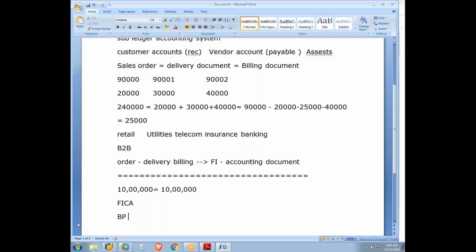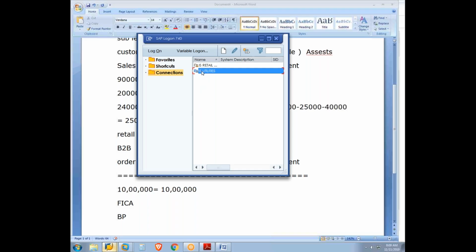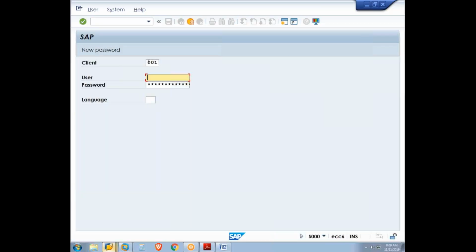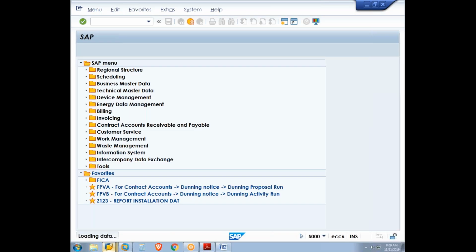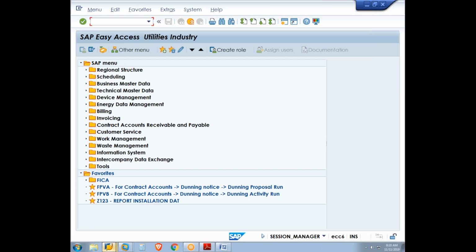Say for example, if I go to utility solution, we create something called a business partner. The business partner is basically a consumer. Now this consumer can be an individual consumer, like a household consumer. Let's say I'm buying electricity, water and gas. I'm using them for my household purpose. But there could be some business partners who are buying electricity, water for the commercial purpose.